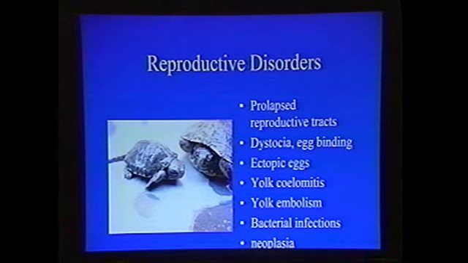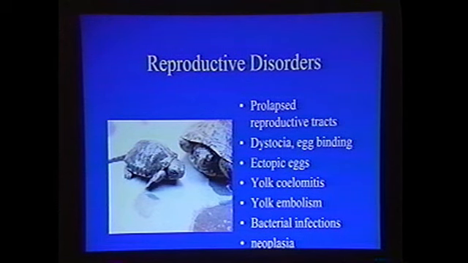Reproductive disorders are common in reptiles, particularly prolapsed reproductive tracts associated with dystocia and egg binding. Ectopic eggs are occasionally seen in conjunction with yolk coelomitis, and fatal yolk embolism is commonly seen in animals that have some form of inflammation or degeneration in the ovarian follicles.